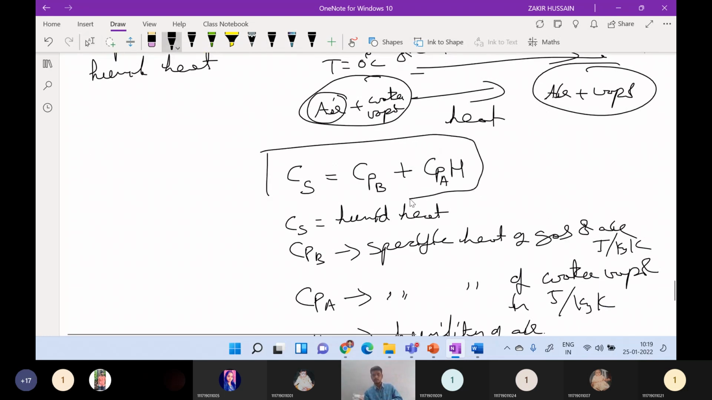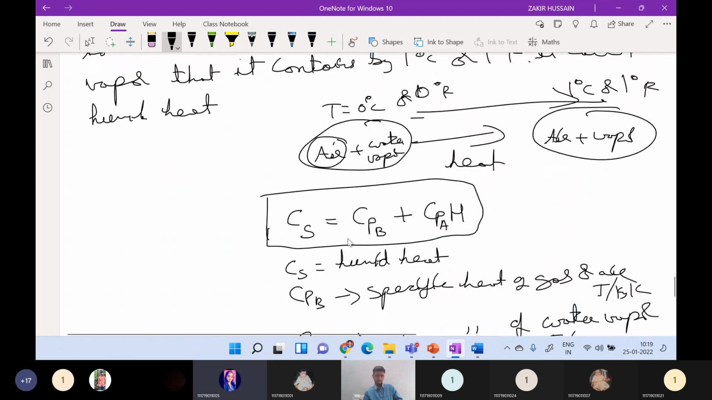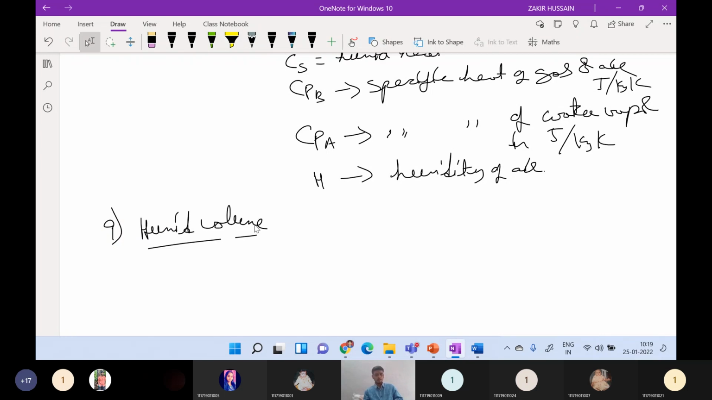The sum of the heat quantities of air and water vapor is called humid heat. I hope it is clear, humid heat. Yes, sir. The ninth one is humid volume. It is nothing but the total volume of unit mass of your water vapor plus the air that it contains at 1 atm and at gas temperature, called humid volume.